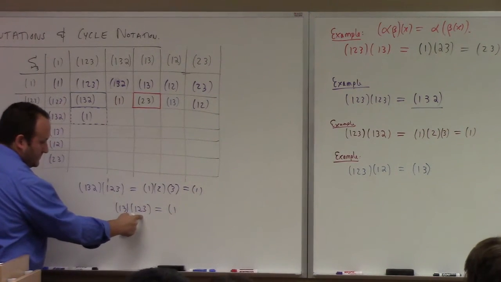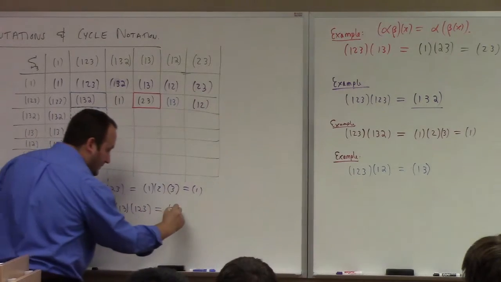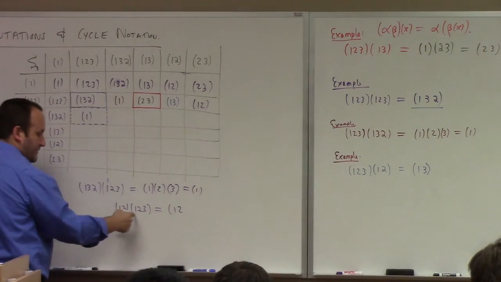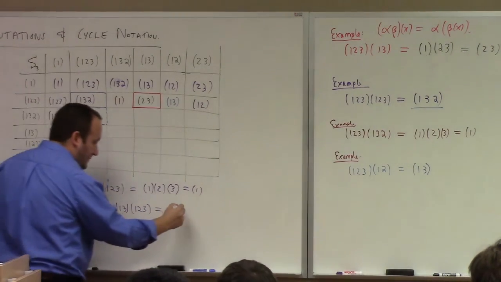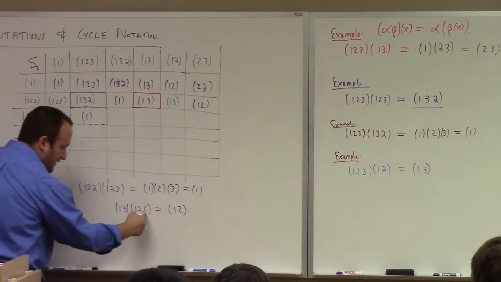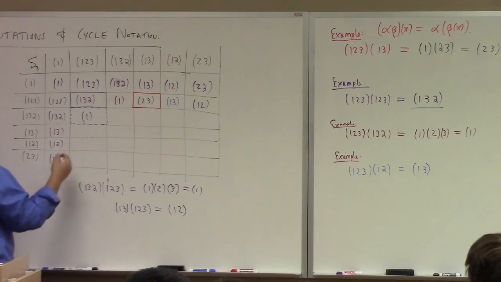(1 3) times (1 2 3) is what? 1 goes to 2. 2 goes nowhere, and then 2 goes to 3. 3 goes to 1. Closed cycle. And then 3 goes to 1. 1 goes to 3. So 3 is just (1 2).